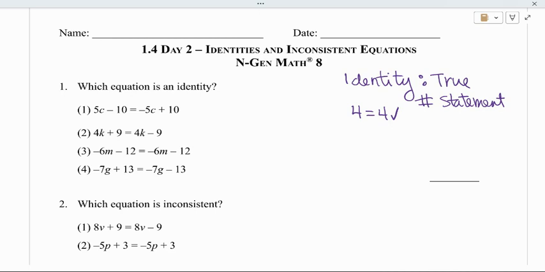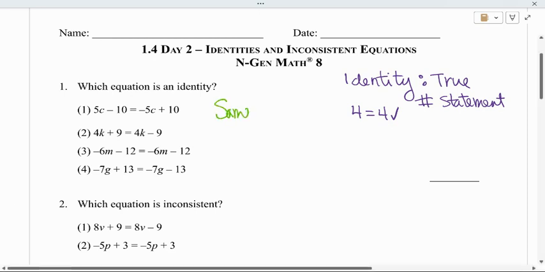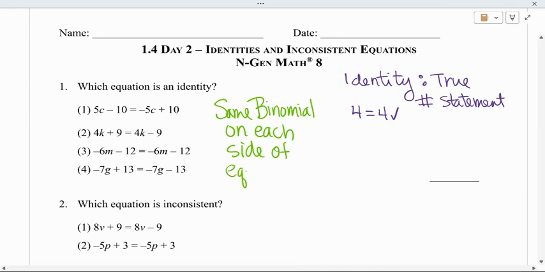So question number 1 says, which equation is an identity? Which equation has the same binomial? I'm going to write that out because I think that's really important. Same binomial on each side of the equal sign.